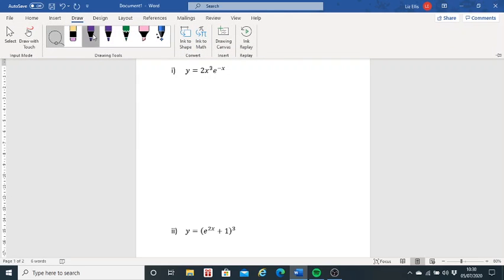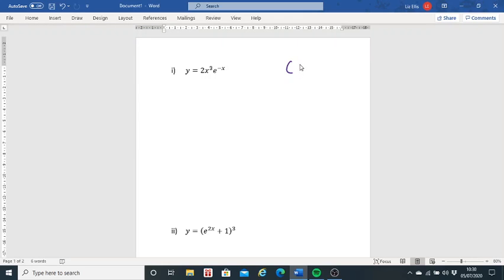The first one, we were told to find the gradient at the point 1, 2 over e. Now gradient means we need to do dy dx. If you look at the first one, we're multiplying two expressions together, which means we're going to use the product rule. Let's quickly recap what the product rule means. If I've got two expressions, u times v, then dy dx is equal to the derivative of u times v plus the derivative of v times u.